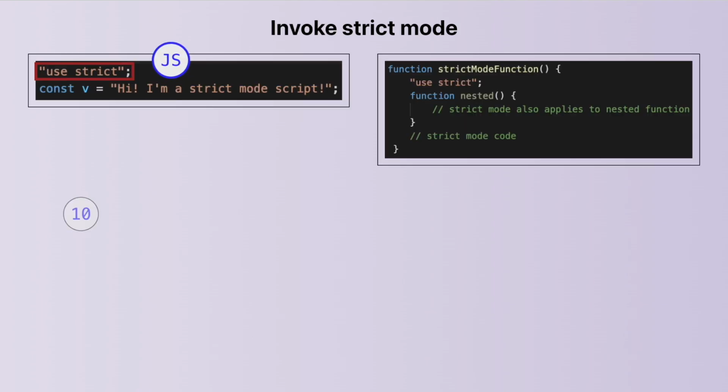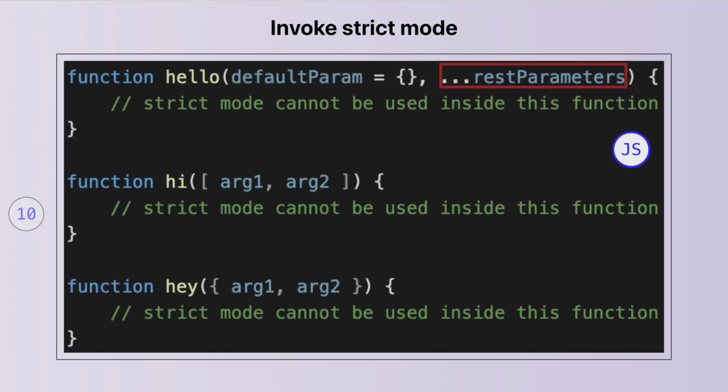Just place the use strict statement in the script to apply for the entire script or at the start of the function body. Strict mode cannot be used inside functions with default parameters, rest parameters, or destructuring parameters. Okay, now the first benefit of using strict mode. What are all errors which are silent in non-strict mode but get thrown in strict mode?